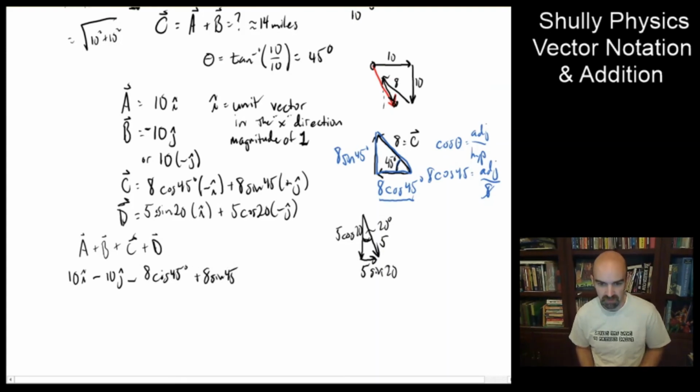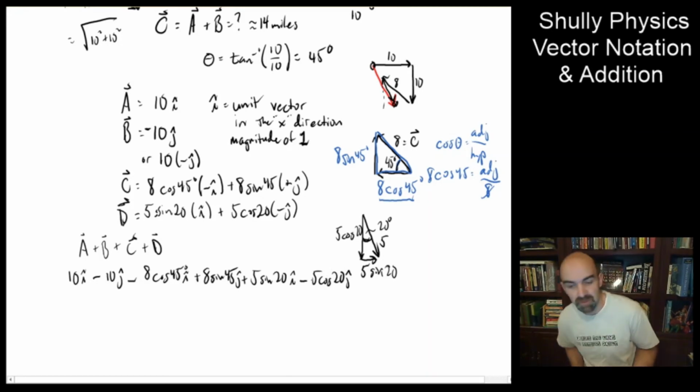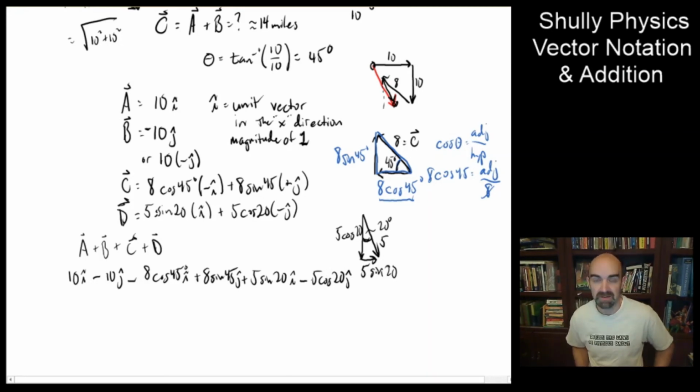Be careful with your parentheses. This whole piece here is vector c that we're adding. And then we're going to add vector d, 5 sine 20 in the i direction. And look at that, I left this off. We need an i here and a j here. A lot to handle. And a negative 5 cosine 20 in the j direction. So at this point, you combine like terms, add up all the i's, add up all the j's, and you'd have your result.